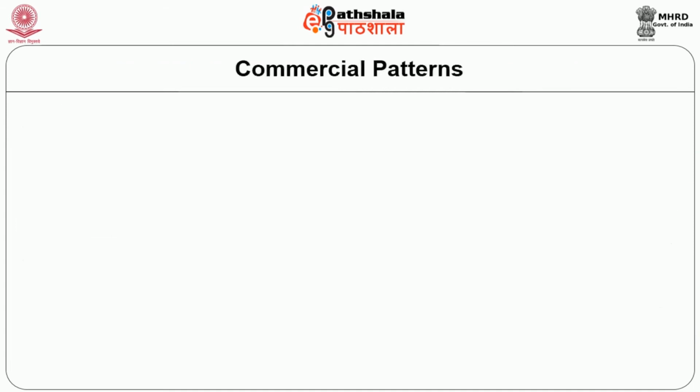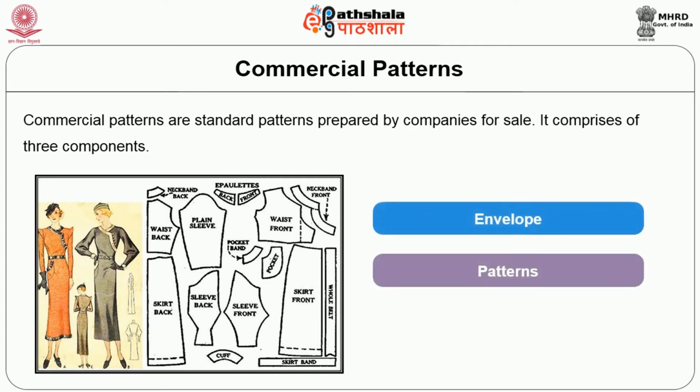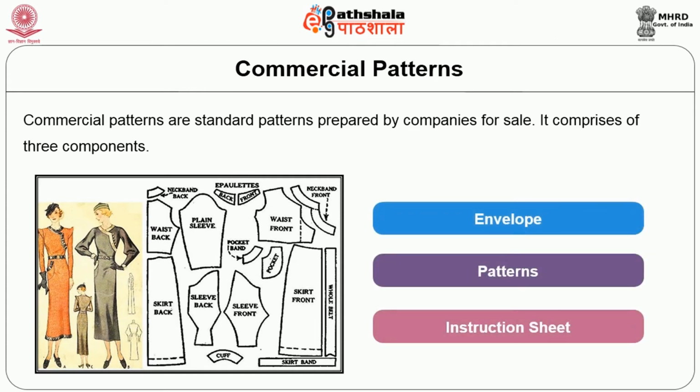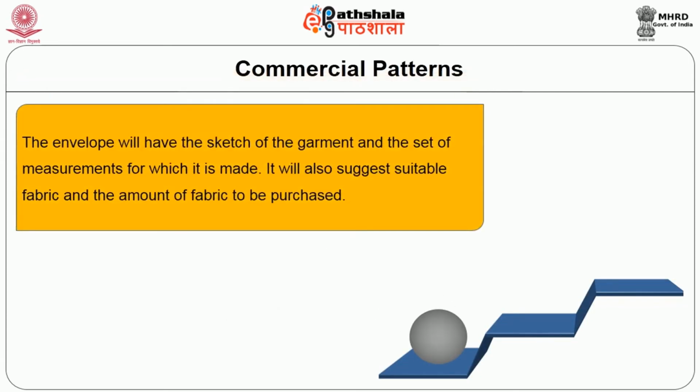The next method of drafting is commercial patterns. Commercial patterns are standard patterns prepared by companies for sale. It comprises three components: the envelope, the patterns, and the instruction sheet. The envelope will have the sketch of the garment and the set of measurements for which it is made. It will also suggest suitable fabric and the amount of fabric to be purchased.